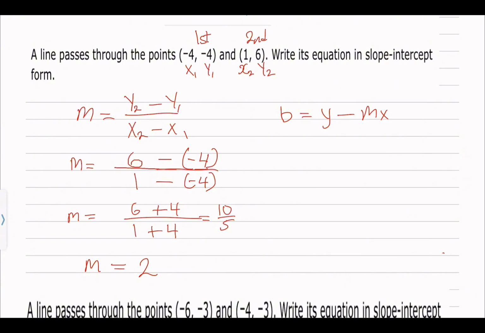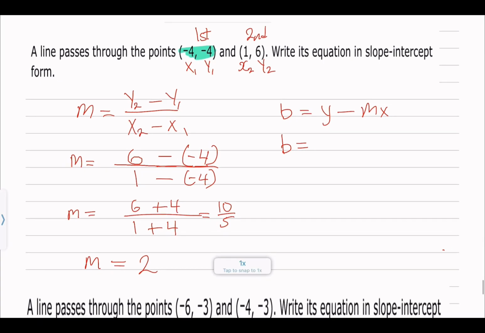Now, the second cheat code we have to use is b, right? The question is, which of these points do I use? Let's always go with the first one. You can also use the second point, but let's always stay with the first one. So what is y for the first point? Negative 4, thank you. And what is your m? Did we get m already? 2. And what is your x? Negative 4.